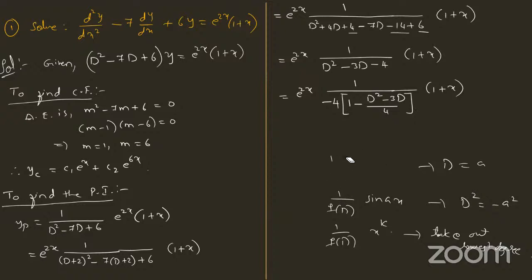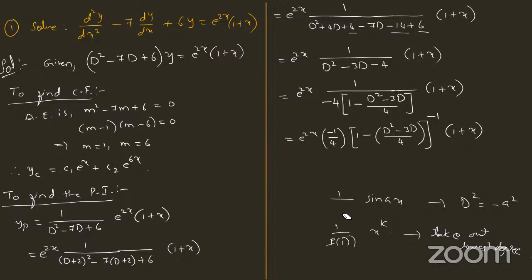Right? So then if I simplify this, it is equal to e power 2x into, here it is a minus 1 by 4. I'm writing that as it is. Minus 1 by 4 as it is. And now I'm taking this to the numerator. So what remains here, you see, is 1 minus of D square minus 3D by 4, all this to the power of minus 1. And if you operate this on 1 plus x, it is this.